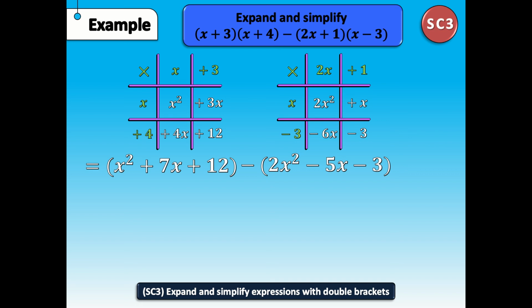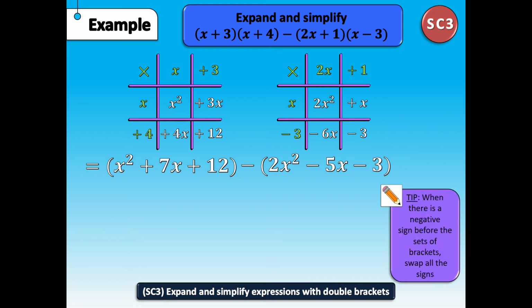Now we're taking away the whole of 2x squared minus 5x minus 3. So when there's a negative sign in front, we've got to change all the signs. So it becomes minus 2x squared plus 5x and plus 3.